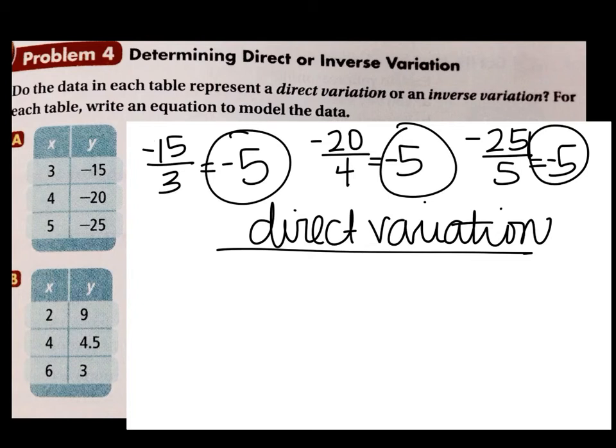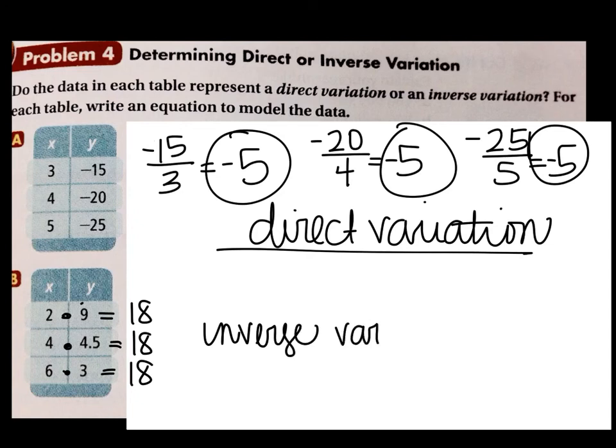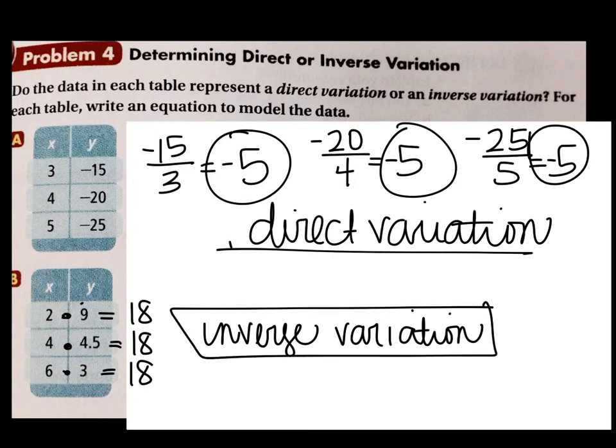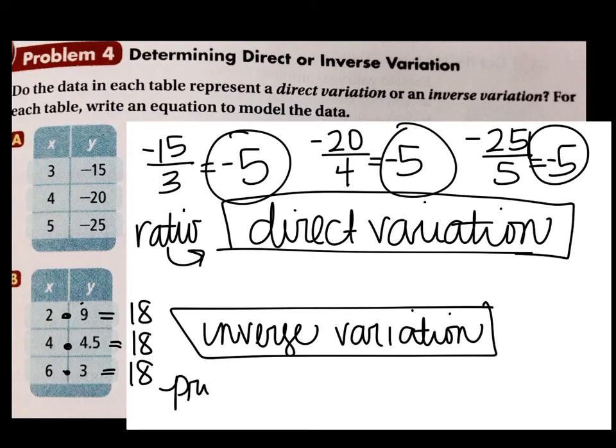Okay, and then B, I'll show you the inverse variation test. What you do is you multiply. And if the product of x and y is the same, then it's an inverse variation. Okay, so for direct variation, you're going to find the ratio, or you're going to divide. And for inverse variation, it's if the products are the same.